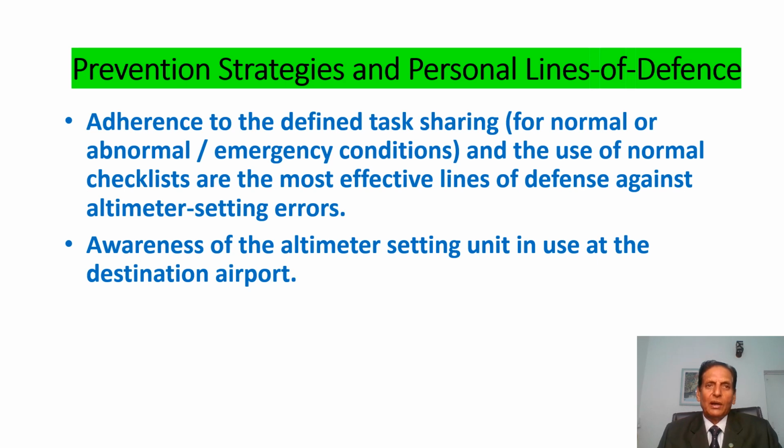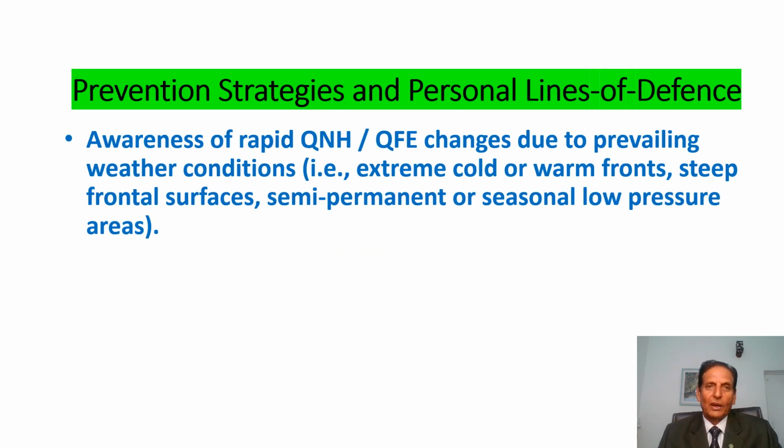First of all, adherence to the defined task sharing for normal or abnormal and emergency conditions, and the use of normal checklists are the most effective lines of defense against altimeter setting errors. Awareness of the altimeter setting unit in use at the destination airport. Awareness of rapid QNH and QFE changes due to prevailing weather conditions, that is extreme cold or warm fronts, steep frontal surfaces, semi-permanent or seasonal low pressure areas.